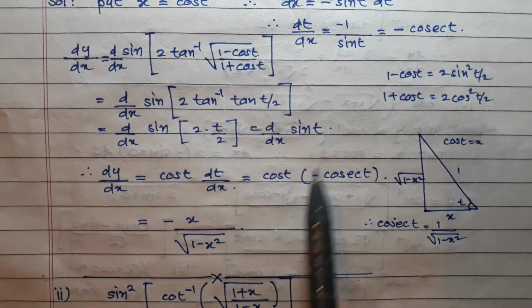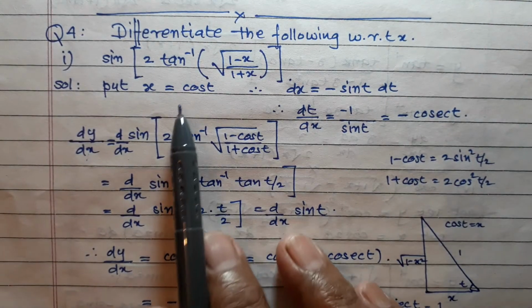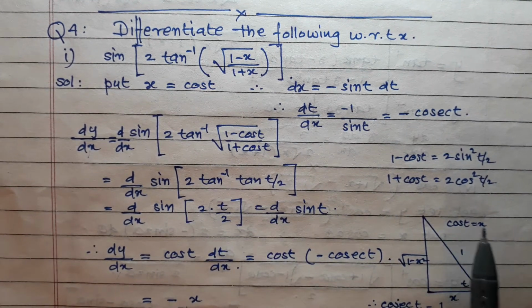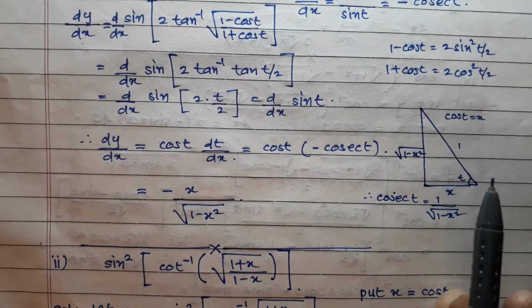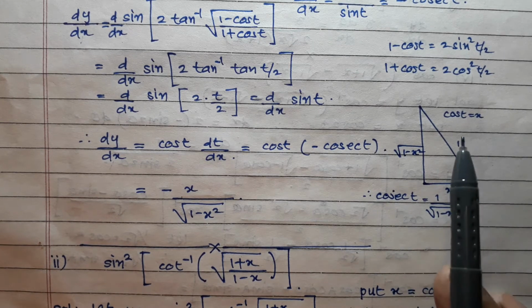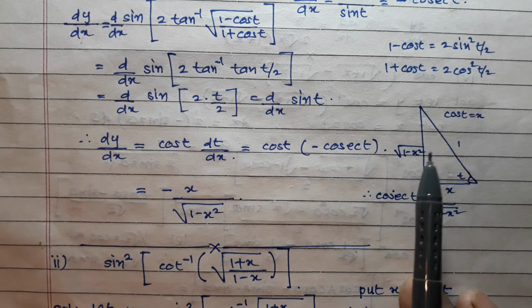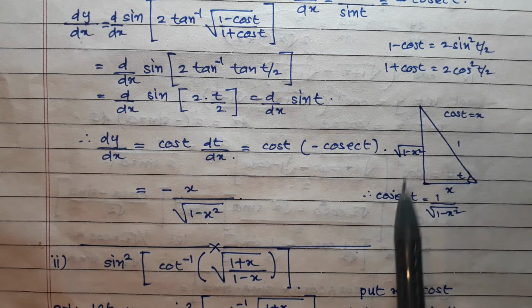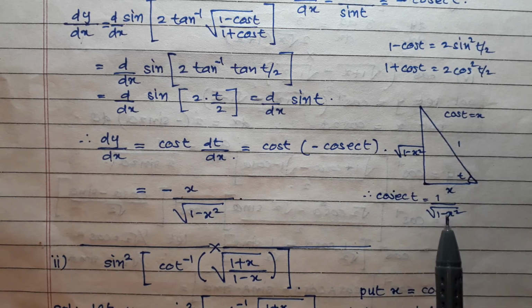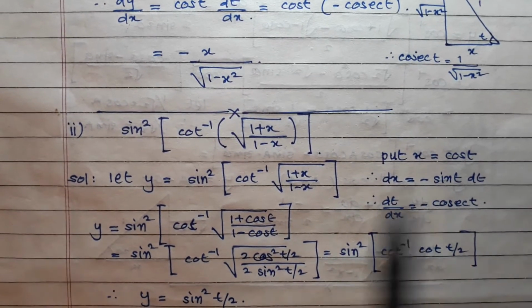Okay. Now here the substitution is x is equal to cos t. X is equal to cos t, and therefore in this right angle triangle this is x and this is 1, and therefore this side is equal to root 1 minus x square, and then therefore cosec t is equal to this.